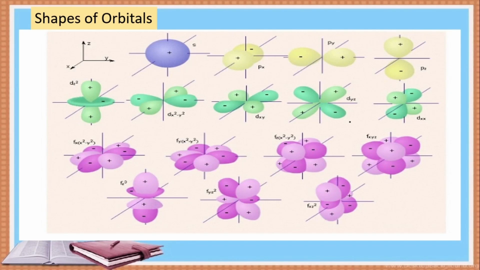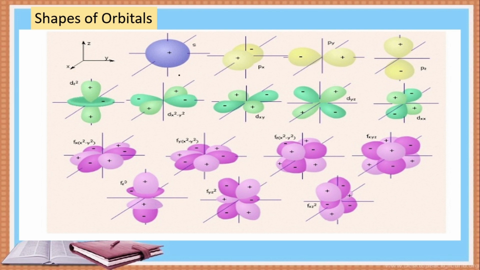Then we will move to the shapes of orbitals. Here we have the different shapes of orbitals for s orbital, p orbital, d orbital and f orbital. It is easy to imagine s, p and d, but it is very difficult to understand the f orbital because here we have 6 lobes. It is very difficult to imagine which lobes are present towards the observer and which lobes are present away from the observer.